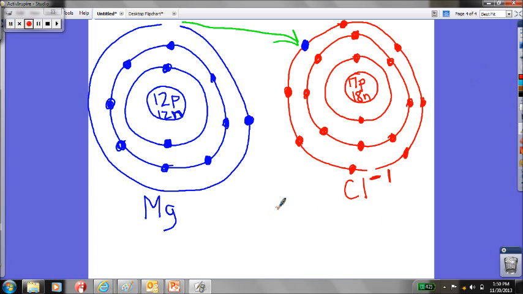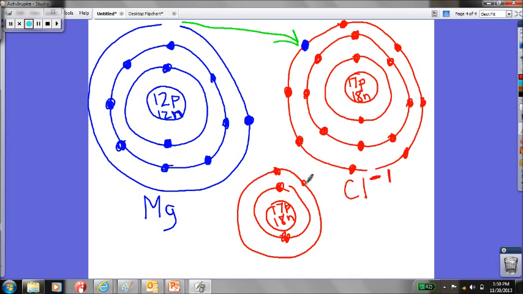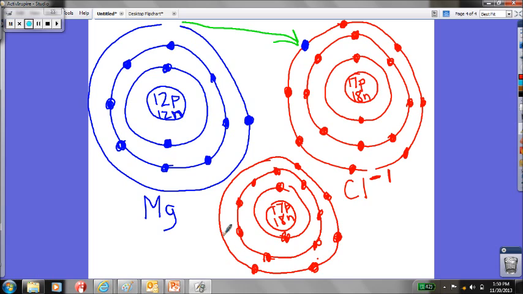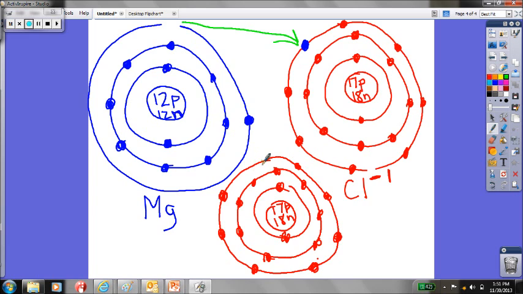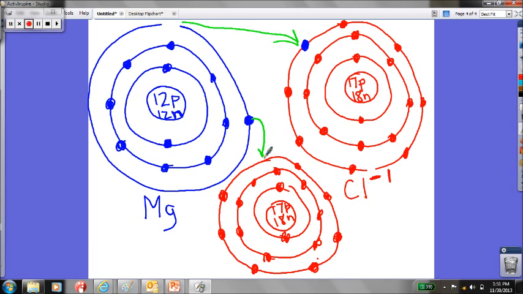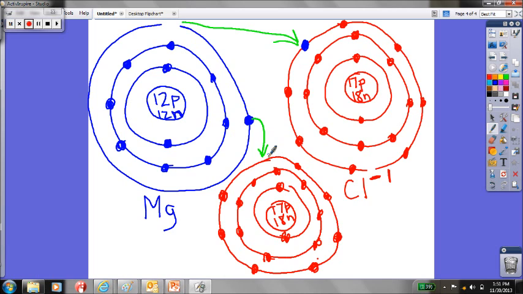So we need to draw another chlorine atom. And hopefully I have enough room to do that here. I'm going to draw it really tiny. I've got 17 protons and 18 neutrons. I'm going to draw my electrons. So now I have another chlorine atom. It also needs another electron to fill its valence shell. So it's going to steal that electron from the magnesium so that it can fill up its valence shell. And so now this second chlorine atom is also happy.